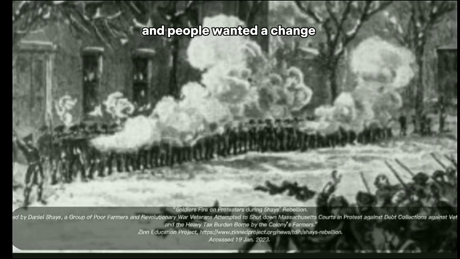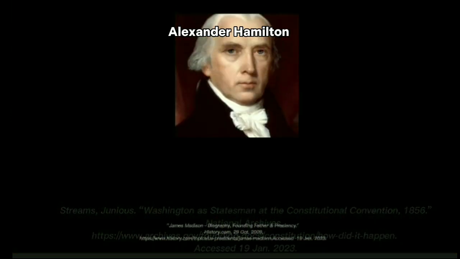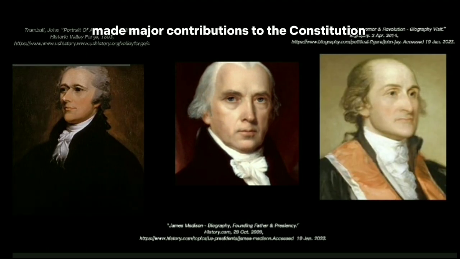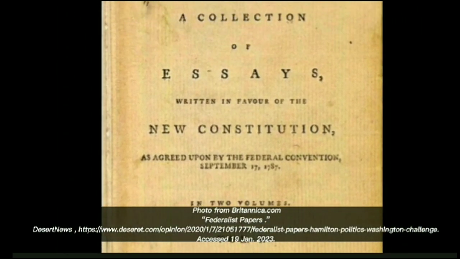Soon enough, there were riots due to a bad economic crisis, and people wanted a change, which brought the Constitutional Convention. Alexander Hamilton, James Madison, and John Jay made major contributions to the Constitution by writing the Federalist Papers. John Jay wrote 5, James Madison wrote 29, and Alexander Hamilton wrote 51 for a total of 85 papers. The papers were published anonymously under the name Publius.